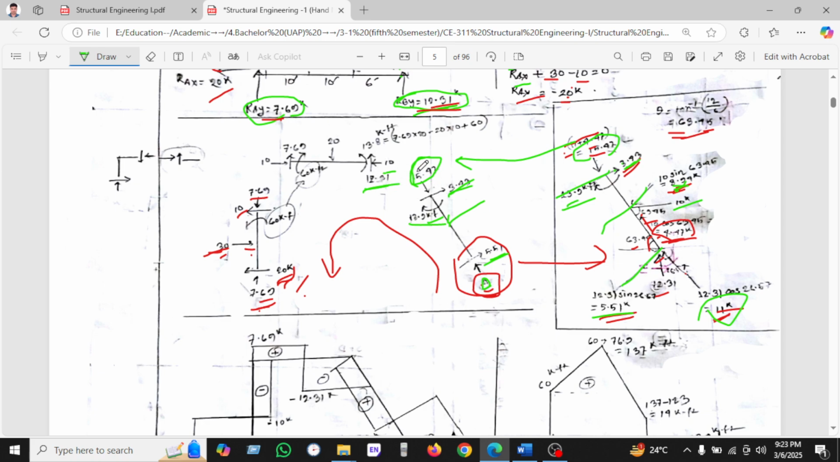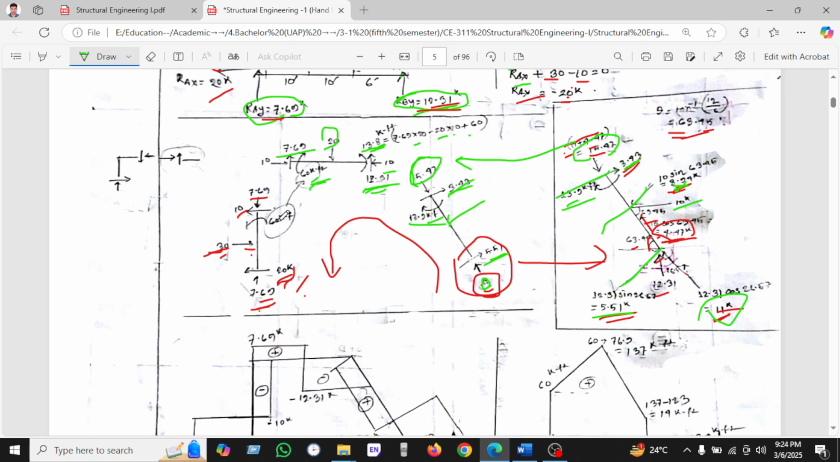Okay, and 12.5 is upward, and 7.39 is also upward, which is countering 20 kip, and we are also seeing the 13.3 is downward, upward. 13.8 is a moment, not upward. We have found here 7.60 kip, 60 kip is here. So 7.69 into 9 minus 20 into 10 plus 60, in this way we will find 13.5.